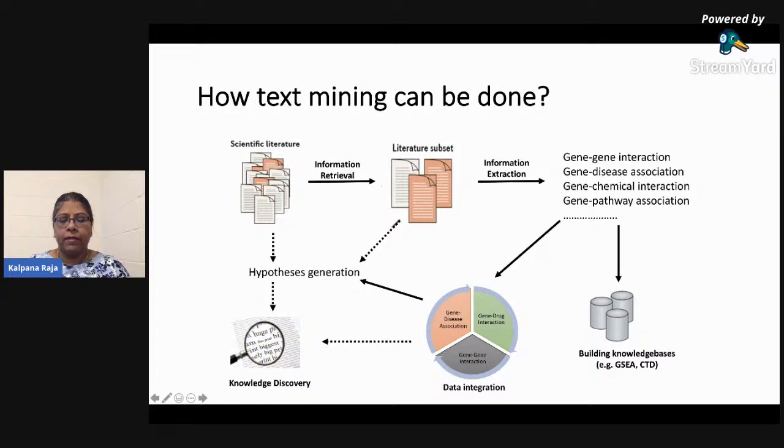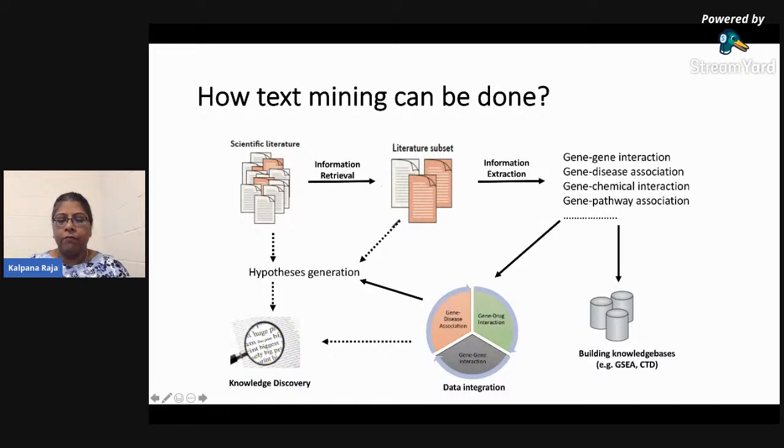So once we have the subset, the other steps in text mining come into the picture. The most common next step is information extraction. Here, we automate the extraction of information from the literature, so we write computer programs to achieve the task. The information could be anything depending on the user's demand. I'm just giving a few examples here: gene-gene interaction, gene-disease association, gene-chemical interaction, gene-pathway association, and there are many more.